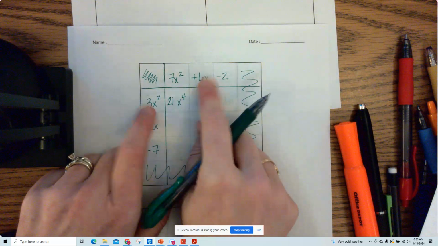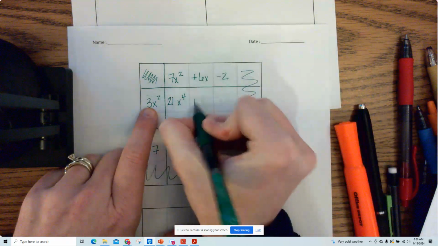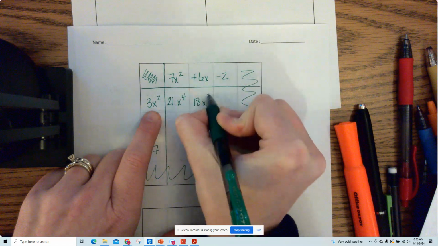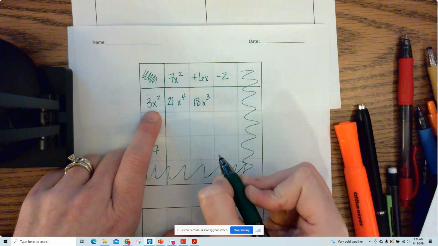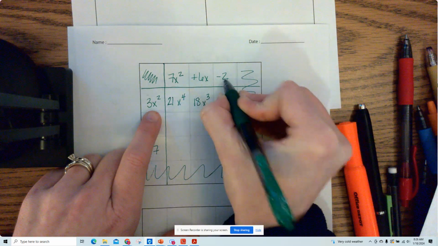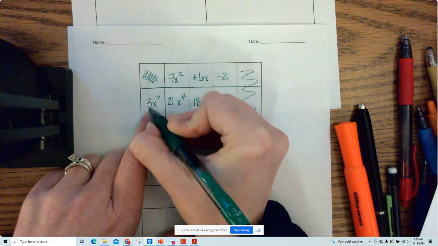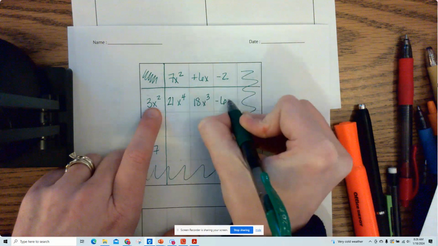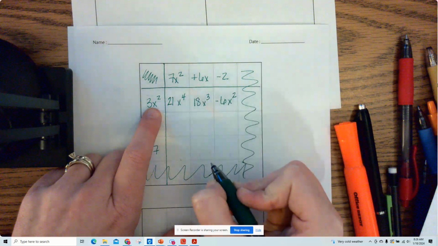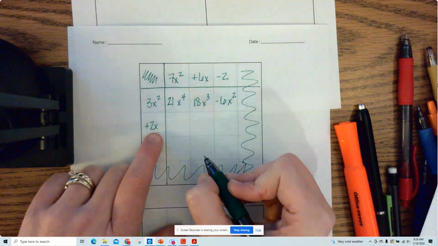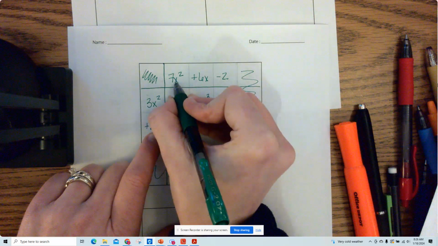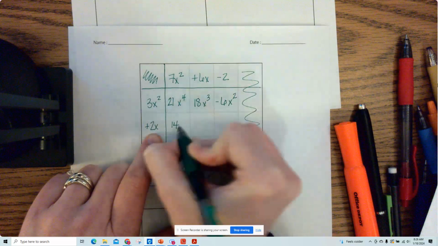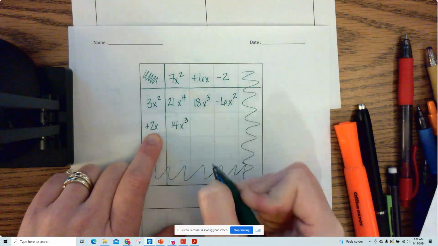6x times 3x squared. So 3 times 6 is 18. X squared times x, x cubed. Okay, this box would be negative 2 times 3x. So negative 2 times 3 is a negative 6. Nothing to multiply that x squared by, so it just gets tacked on. Okay, now 2x times 7x squared. So 7 times 2 is 14. X squared times x is x cubed.